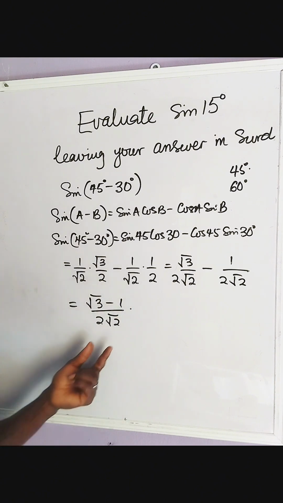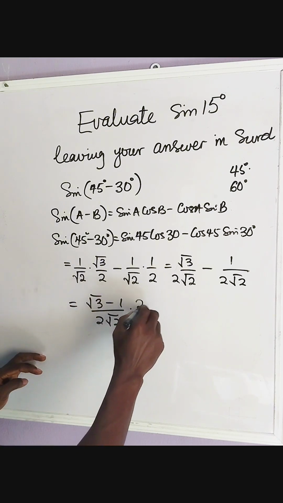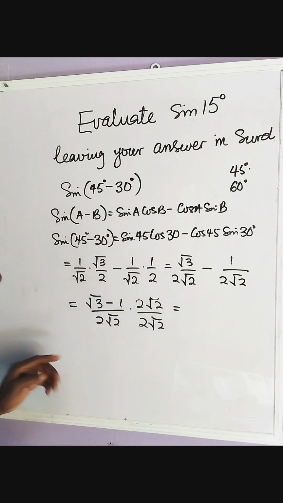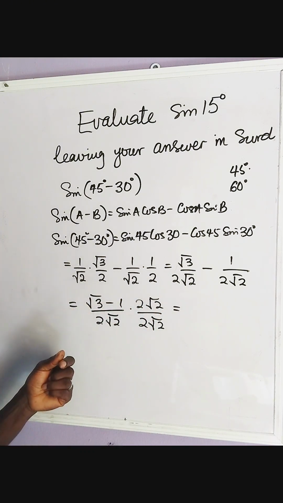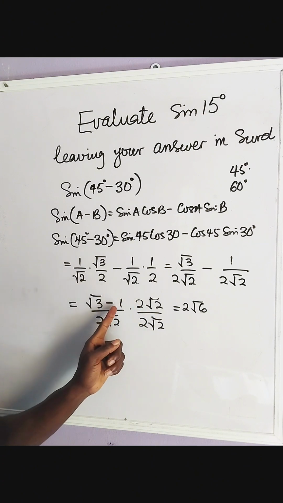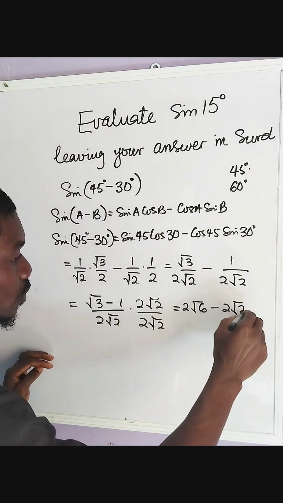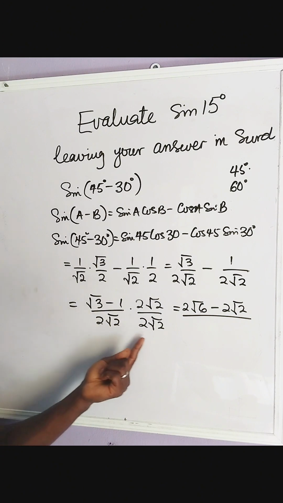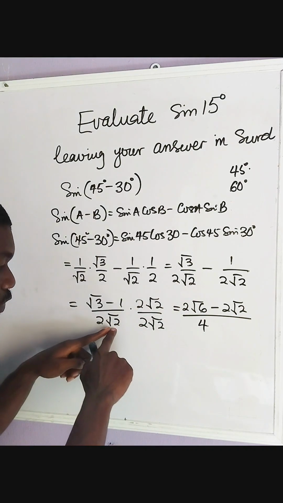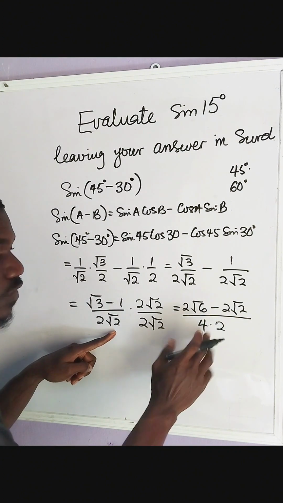By rationalizing, we are multiplying both the numerator and the denominator by the denominator, which we have as 2 root 2, all over 2 root 2. And this will give us 2 root 2 multiplying by root 3 will give us 2 root 6, then 2 root 2 multiplied by negative 1, we have minus 2 root 2, all over 2 root 2 times 2 root 2. This will give us 2 times 2, which is 4, then root 2 times root 2 will give us 2, then 2 times 4 will give us 8.